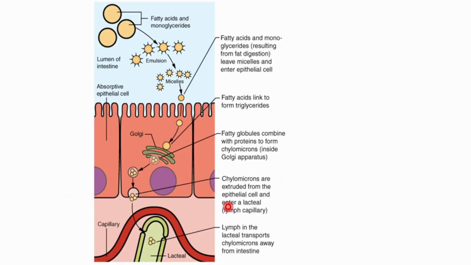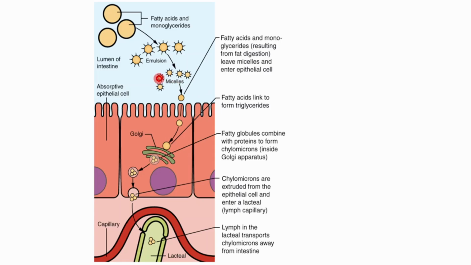Now let us introduce an entirely separate and vital job for this drainage system, which is absorbing dietary fat. When you eat a fatty meal, your digestive system breaks the fats down into fatty acids and monoglycerides inside the lumen of the intestine. As tracked on this image, these molecules are packed into tiny spheres called micelles, so they can enter the absorptive epithelial cells of the intestinal wall.